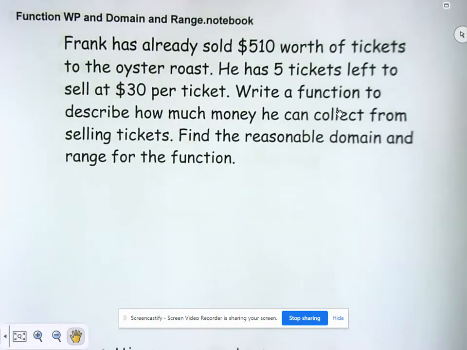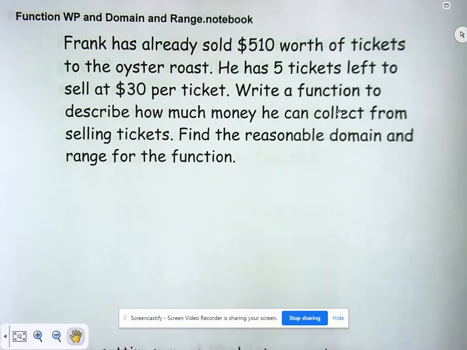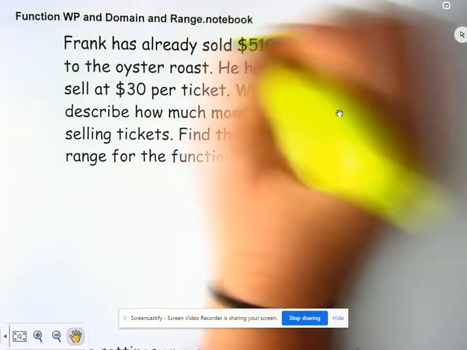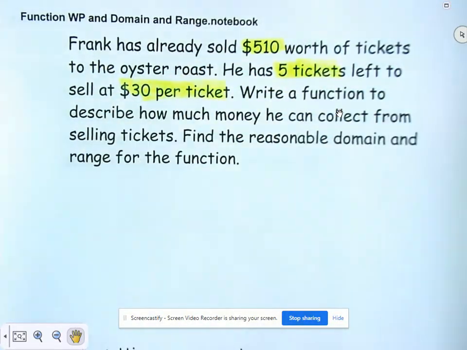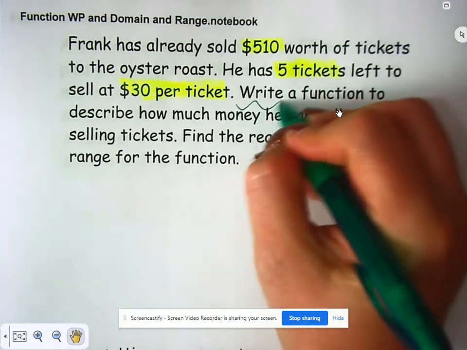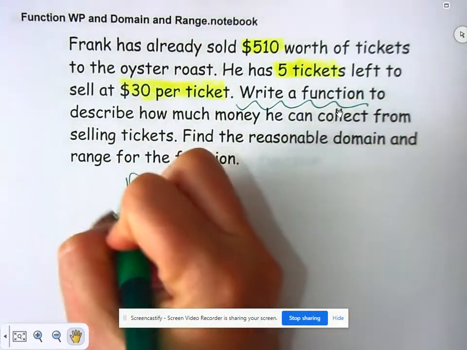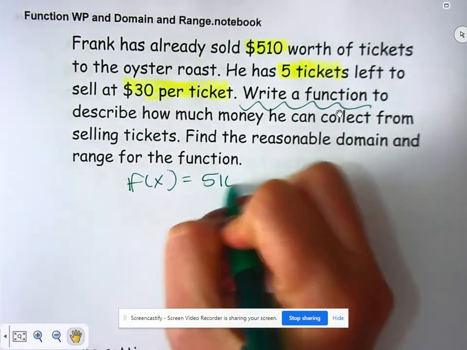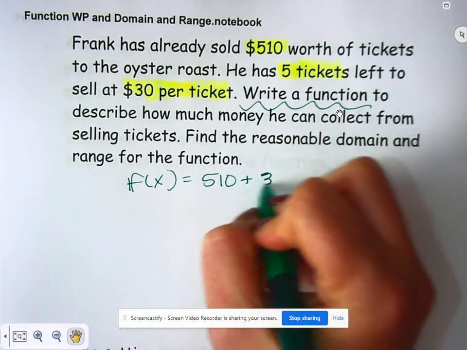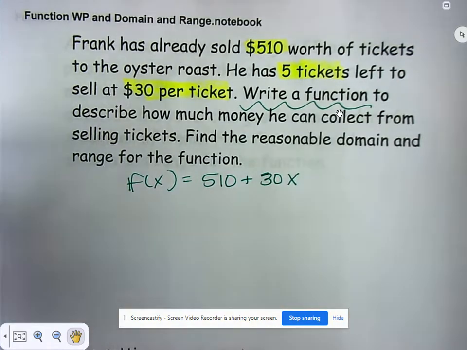All right, now we start into domain and range. Frank has already sold $510 worth of tickets to the Oyster Roast. He has 5 tickets left to sell at $30 per ticket. So we know that the 5 tickets is going to be important, and they're $30 per ticket. Remember, with the per, that's going to be our slope. So right now we have $510, and we're going to add to that $30 per ticket.